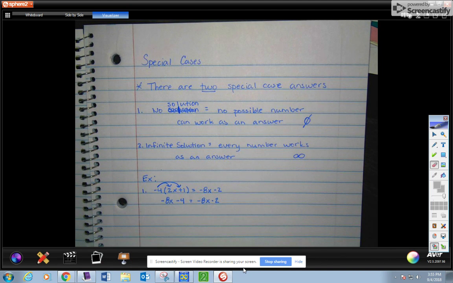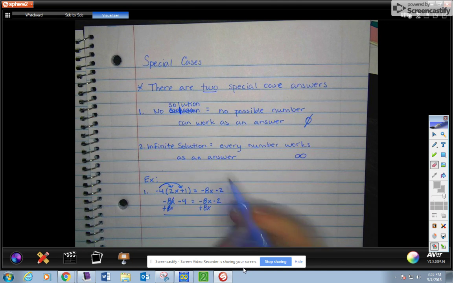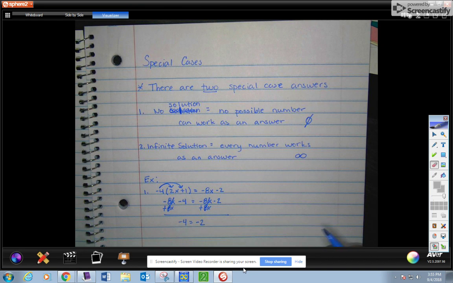So now I move to moving my smaller variable. If you look on both sides, you have a -8x. So which is smaller? They're the same, so pick which one you want to move. You're going to move it by adding 8x. And when you add 8x, they are actually going to cancel on both sides. You no longer have a variable.